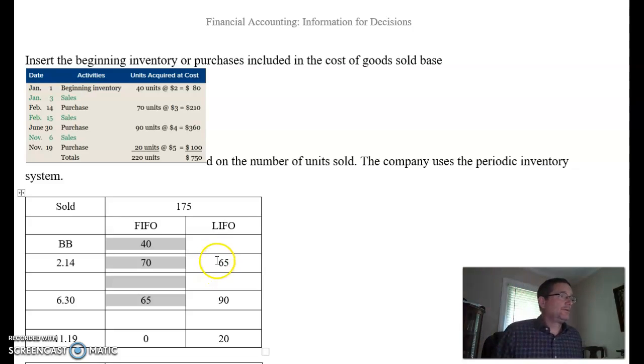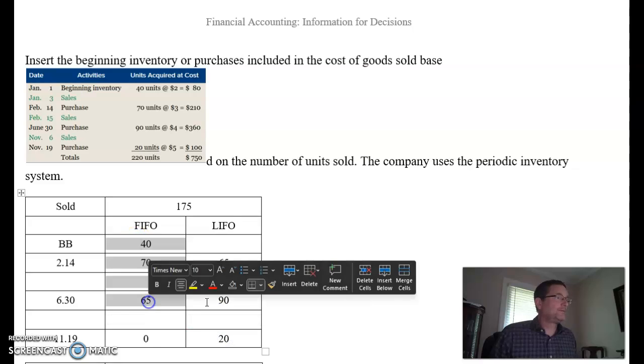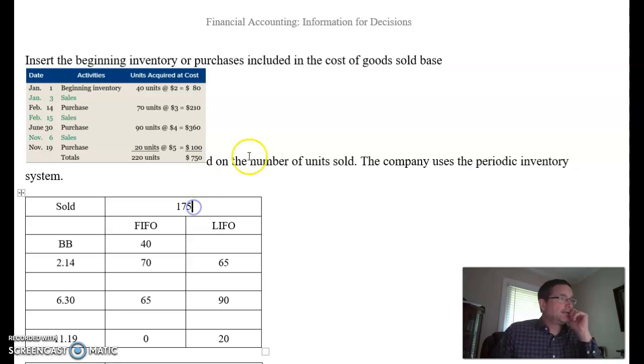All right, so in other words, you want these three to total 175. Now, let's look at LIFO if it had been 185. Let's do LIFO at 185 just because. 20 goes here, 90 goes here. Now we're at 110. And if we add 70, which is this layer, February 14th, where are we at? We are at 180, right?